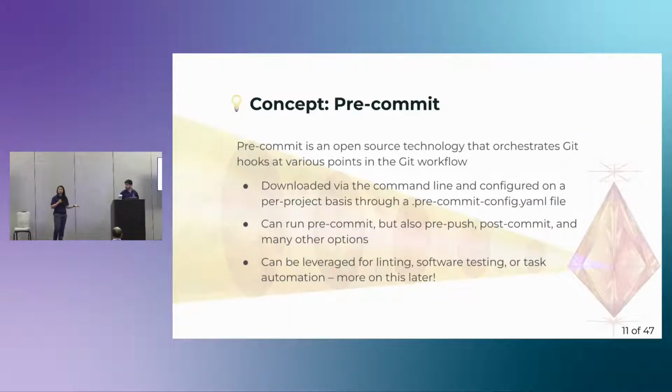And onto the concept of pre-commit. As we saw, there are various stages of the Git workflow where we can implement it. Pre-commit itself is an open source technology that orchestrates Git hooks at various points in the Git workflow. It's downloaded through the command line. You can configure it per project using a YAML file. And just because it's called pre-commit, it doesn't only do hooks at the pre-commit stage. You can also use it pre-push, post-commit, as well as many other options. You can also leverage it for linting, software testing, and test automation as well.